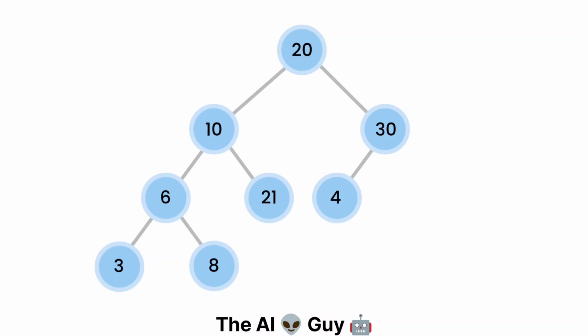10 is the root of this subtree. All the values on the left side of 10 should be smaller, and all the values on the right side of 10 should be greater than 10. Now, how can we solve this problem? Well, one way is to use recursion.